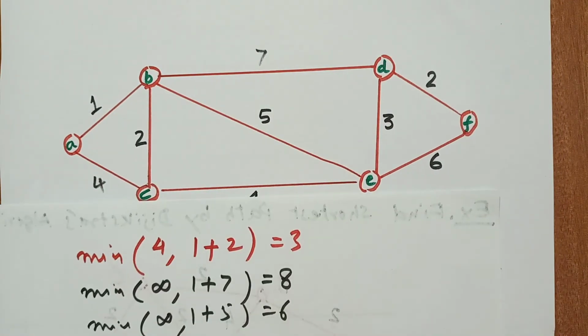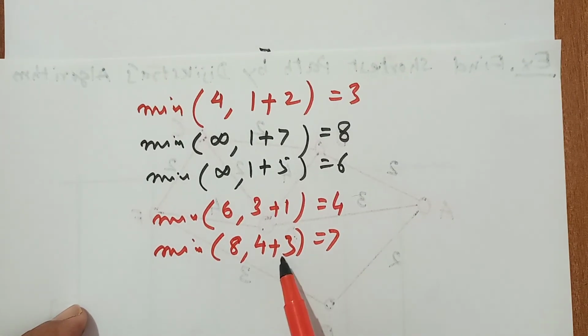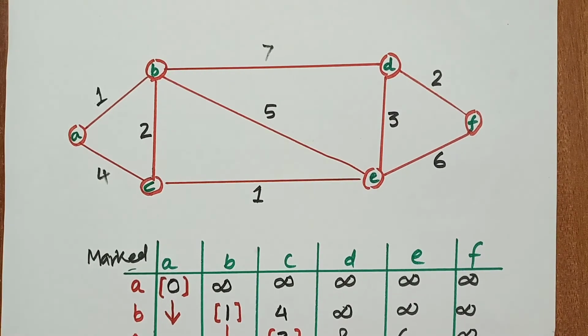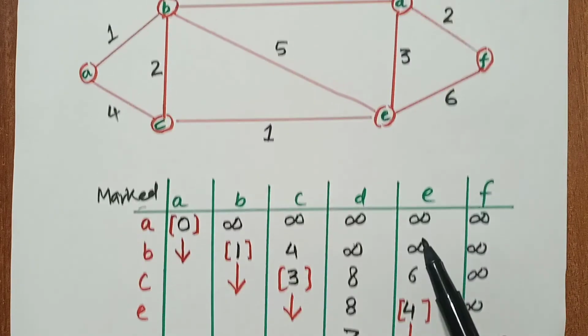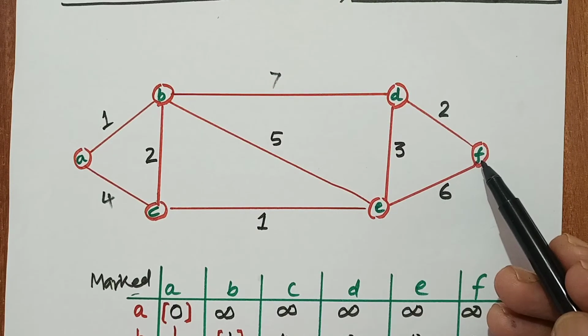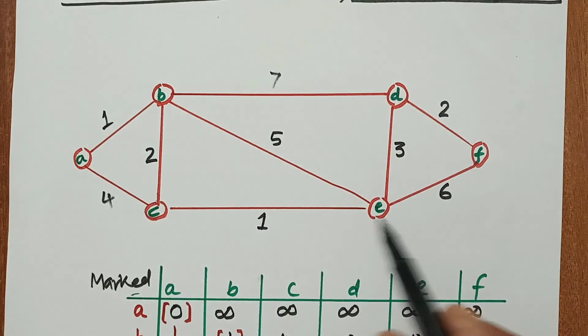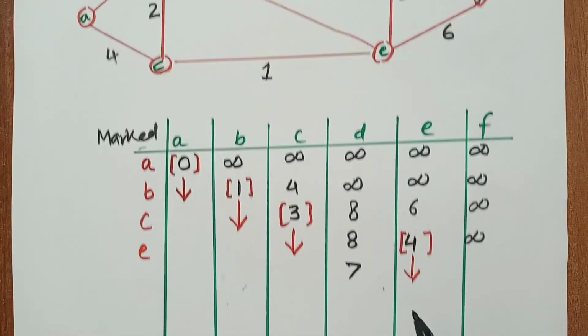So 7. Okay. Minimum of 8 and 7 is 7. So we will write here 7. Okay. So below D we will write 7. Okay. Now E to D and E to F. Okay. Because E to B has completed. E to C has completed. E to D and E to F. So E to D has been calculated.